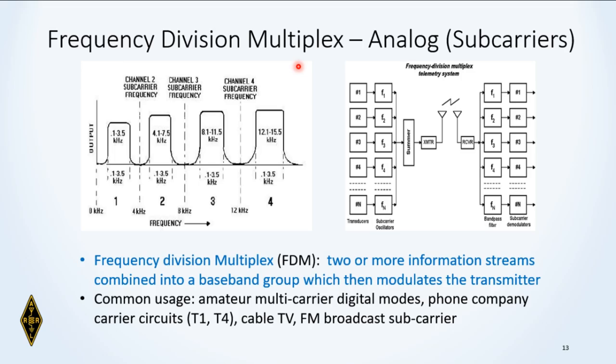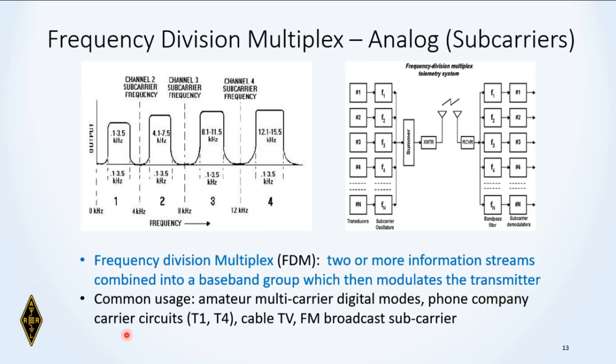So here's an example of how frequency division multiplex works, and I'll expand some of this so you can see it better. Frequency division multiplex is when we have two or more information streams, or voice signals, let's say, combined into a baseband group, which then modulates the transmitter. It's helpful to think of baseband as what we apply to the modulator. That gets transmitted on the air, goes out to the receiving side, and the receiver will have to demodulate it. So if we're sending four or five simultaneous voice channels out on our transmitter, we'll have to demodulate them on the receive side.